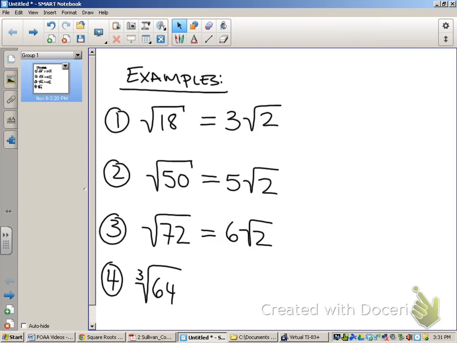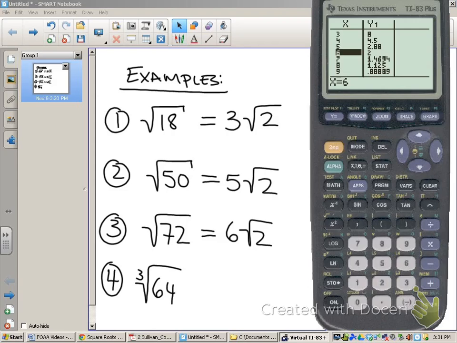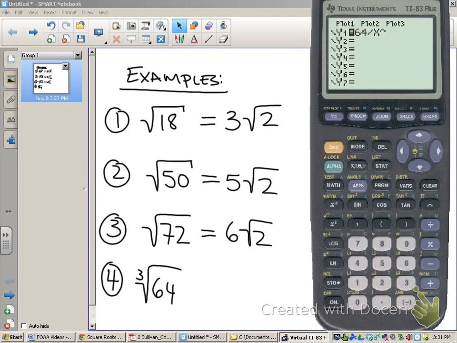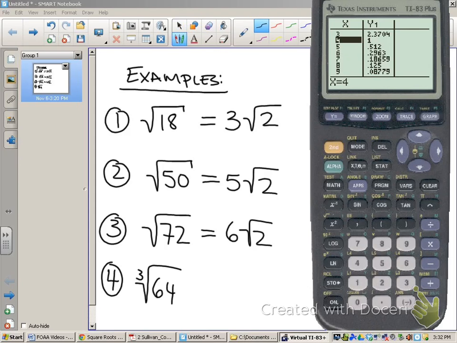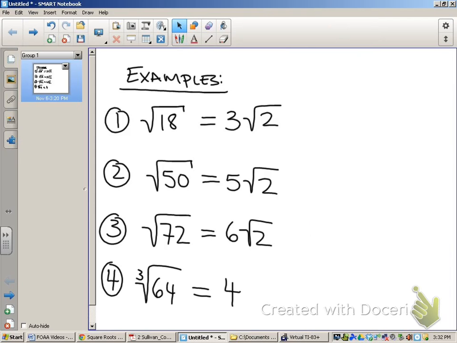The last one is the cube root of 64. What do you think we're going to need to do here? Press pause and try it yourself. Okay, so bringing up our calculator here, we're going to push clear. This time we're going to push 64 divided by x cubed. And this is how we write x cubed on our calculator. Then go to second graph and look for the last whole number in this case. The last whole number this time is 1. So that means it was a perfect cube. So the cube root of 64 is just 4. Okay?